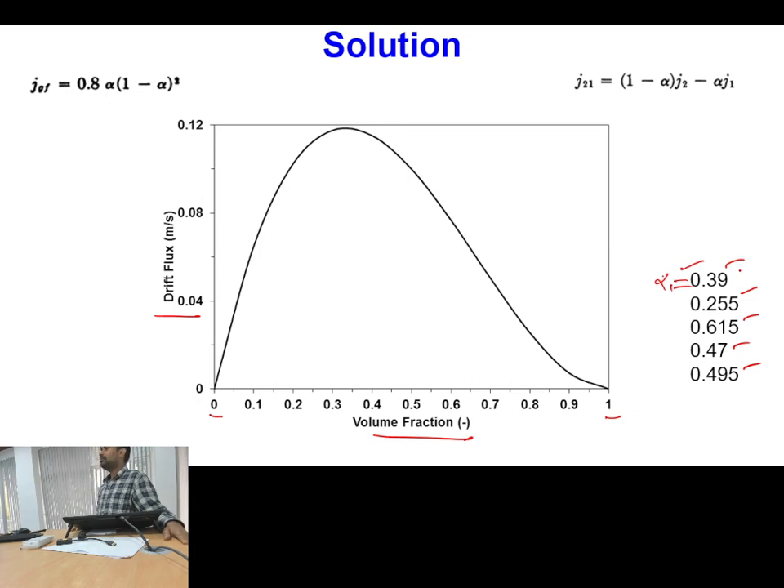Now, to find where the peak will come, simply consider what is the range possible for alpha? 0 to 1. In the range of alpha from 0 to 1, substitute different values of alpha and draw.